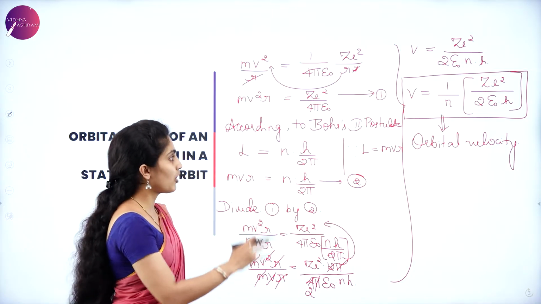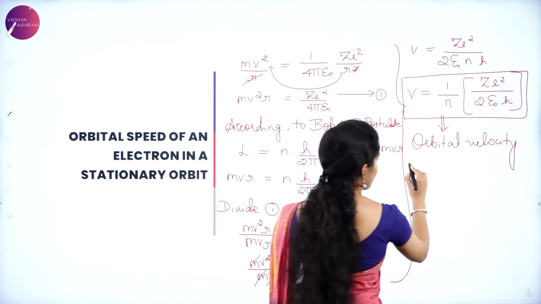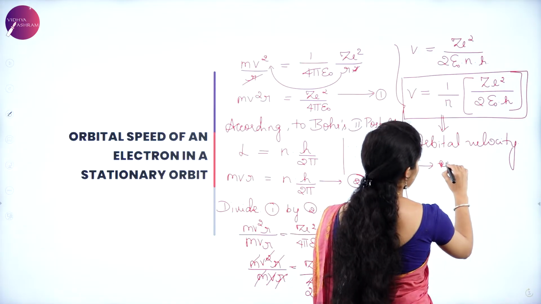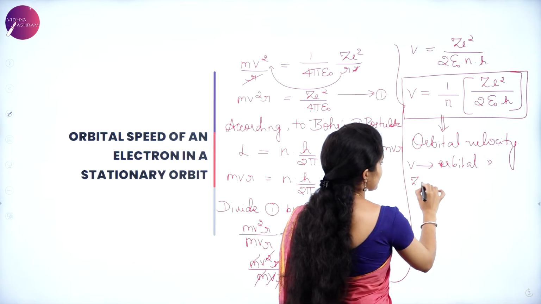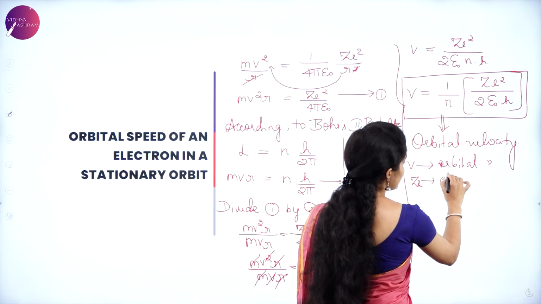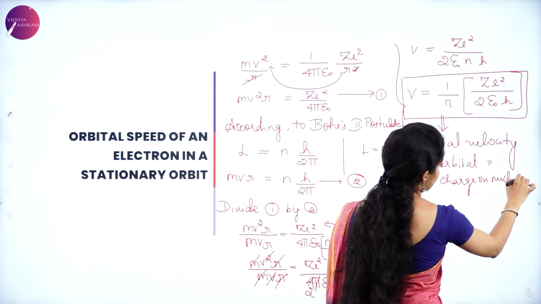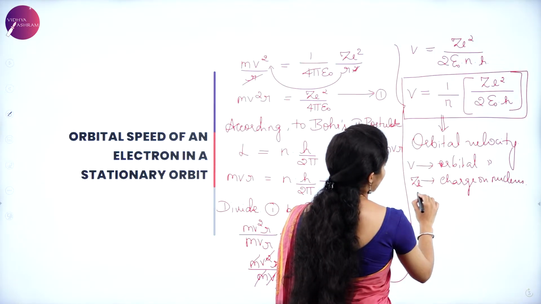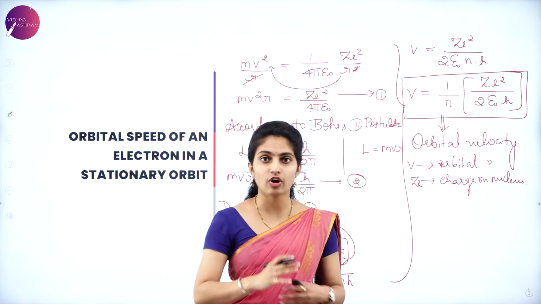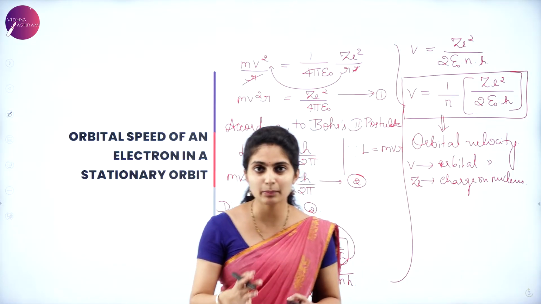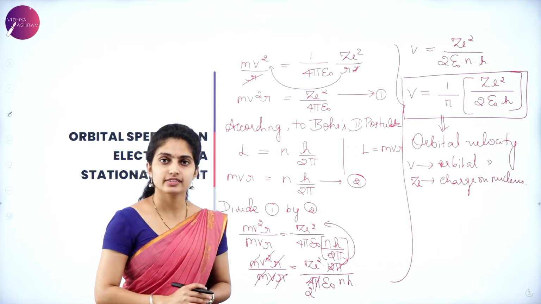So that is all about your orbital velocity of the electron, wherein you can give what is meant by v, that is the orbital velocity. What is Z? Ze is the charge on nucleus, and e is charge of electron, n is the number of orbit, epsilon naught is said to be constant, and h is nothing but Planck's constant. Like that you will have to label the part. So here ends this derivation.